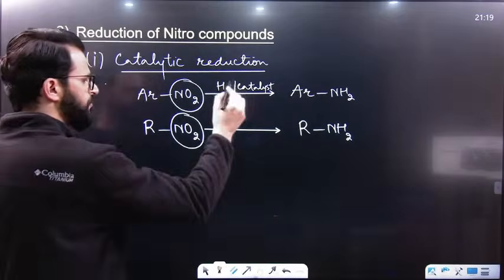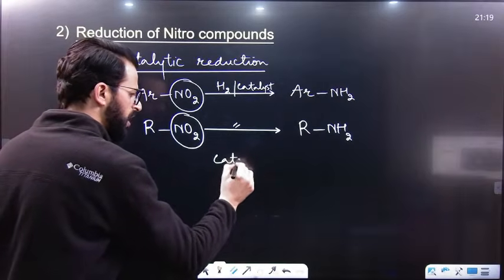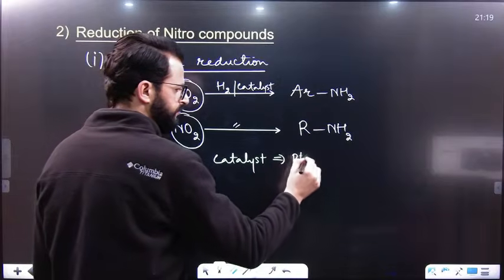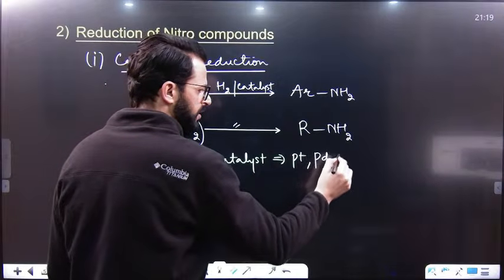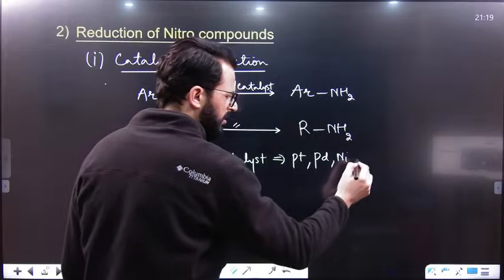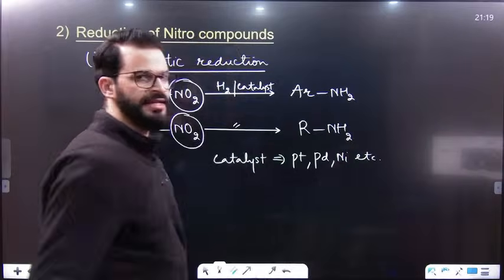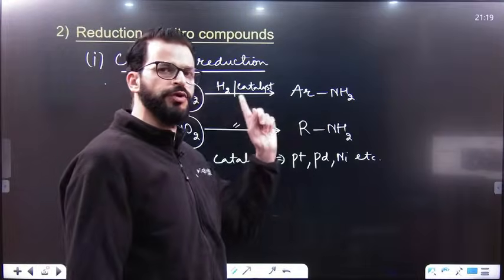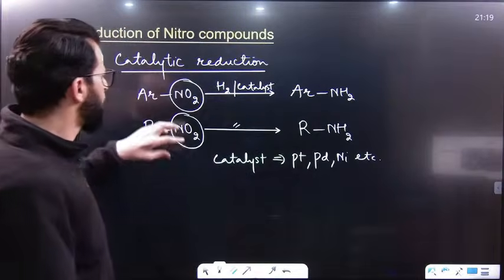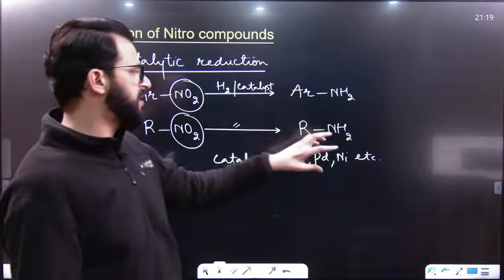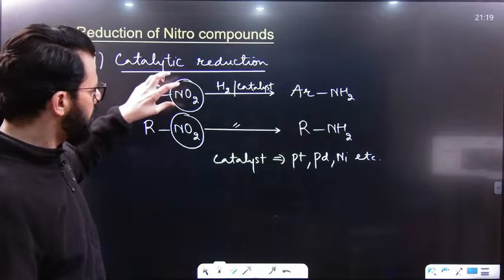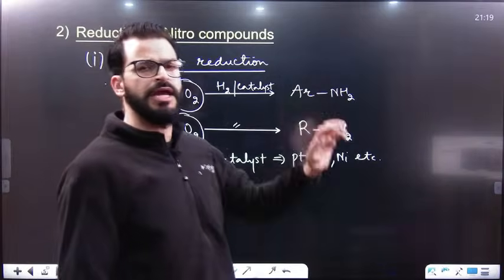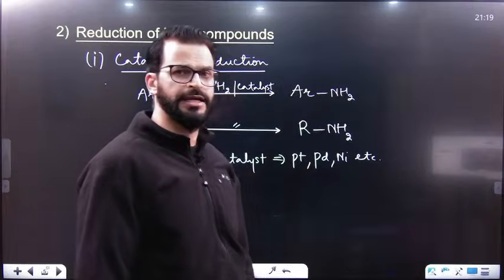Now the question is, catalysts generally used are platinum, palladium, nickel, Raney nickel, etc. So these are the catalysts. In presence of H2/Pt, H2/Pd, H2/Ni, this will simply convert NO2. That means in presence of hydrogen, these catalysts will convert NO2 to NH2 groups. I hope this is clear to each and every one.